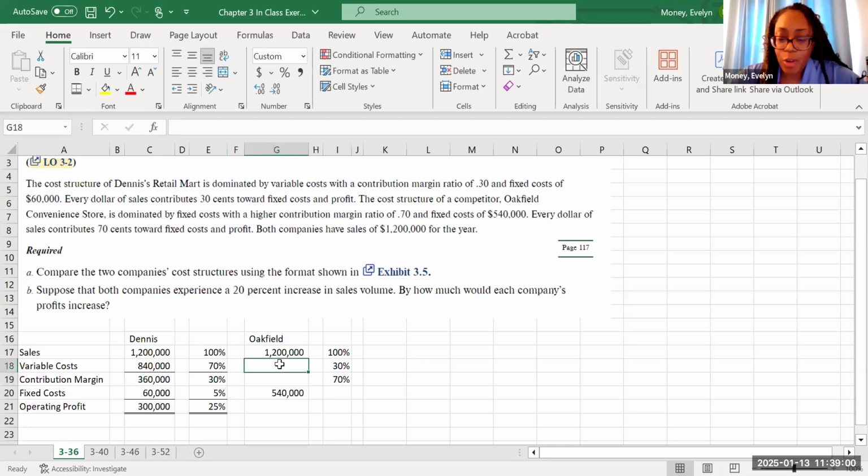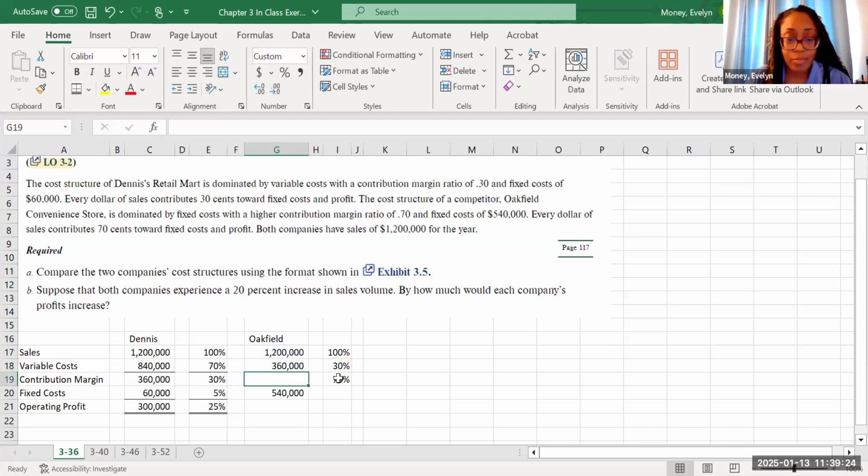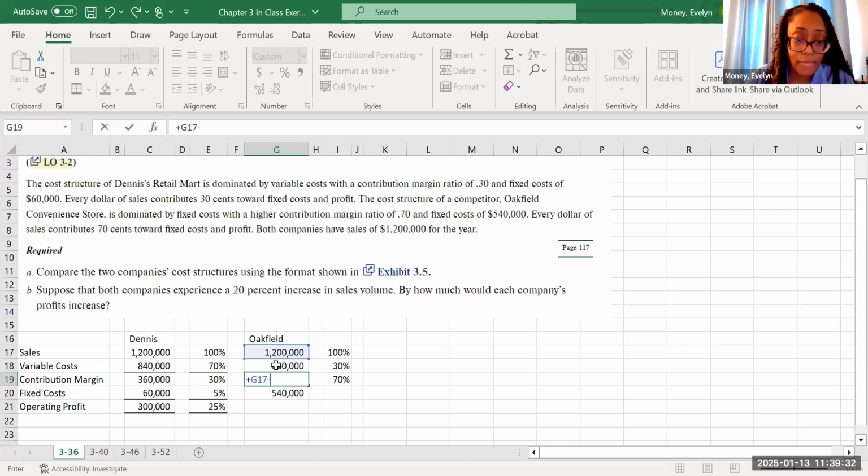I can then use that 30% and multiply it by my sales, because when we're looking at this percentage, it's all about a percentage of sales. That's why it's 100%. I take 1.2 million and divide it by 1.2 million. But for variable cost, I'm going to take the 1.2 million and multiply it by the variable cost percentage of 30%. And now that I know my variable costs and my sales, I can take the difference between those two to find my contribution margin.